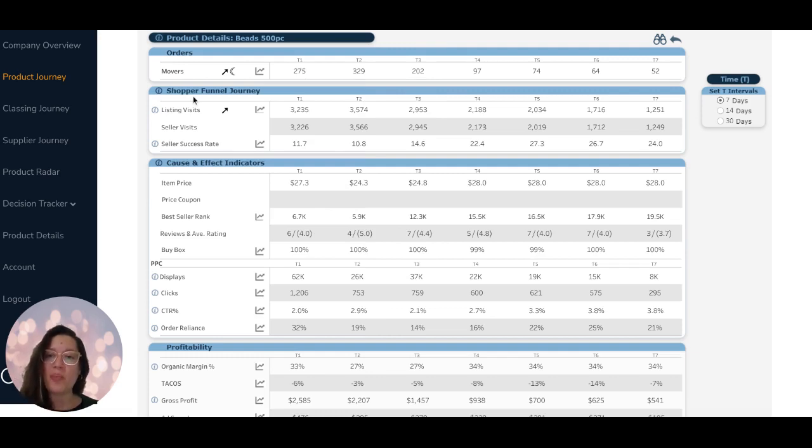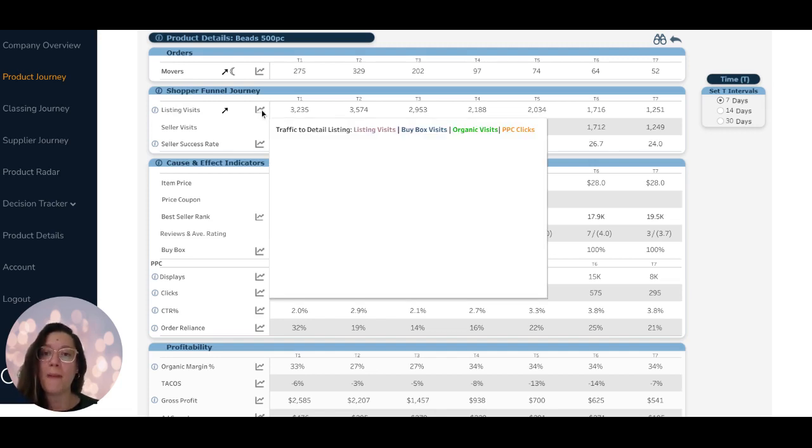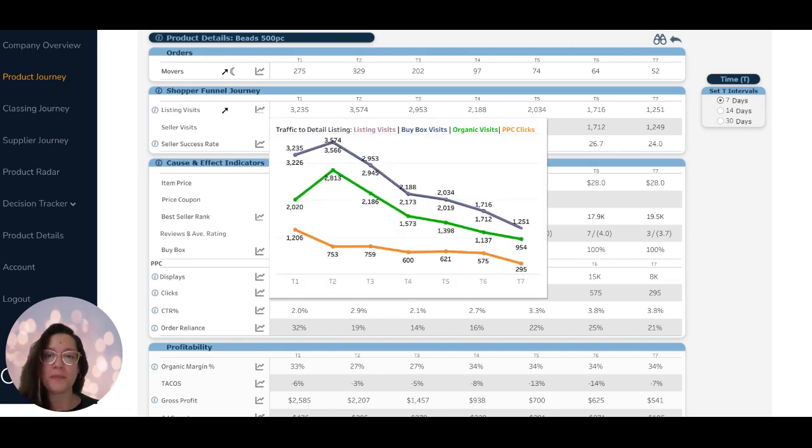Next, we have the shopper funnel journey. This is the journey the customer takes from initial visit to purchase. First, we have the listing visits. By hovering over the graph, we see a breakdown of the visits according to PPC visits in orange, the organic visits in green, the listing visits in purple, and the buy box visits in blue.